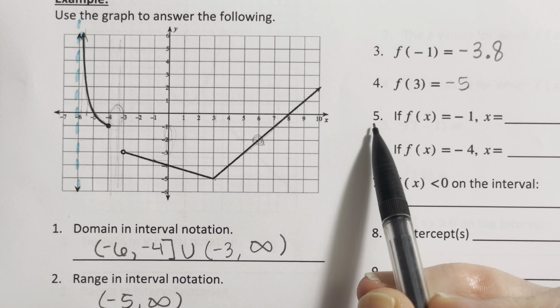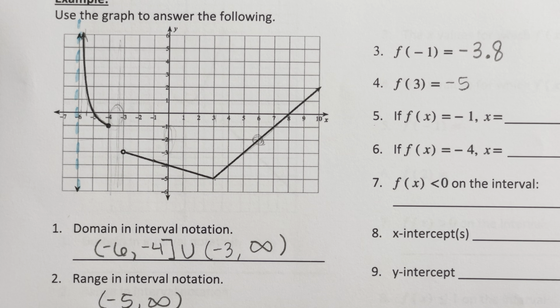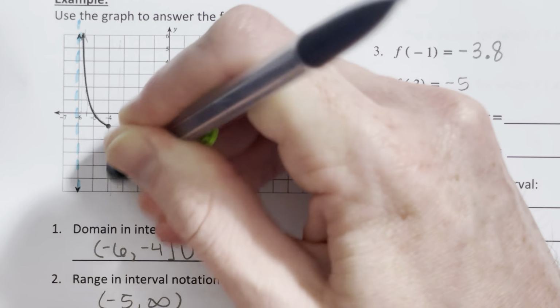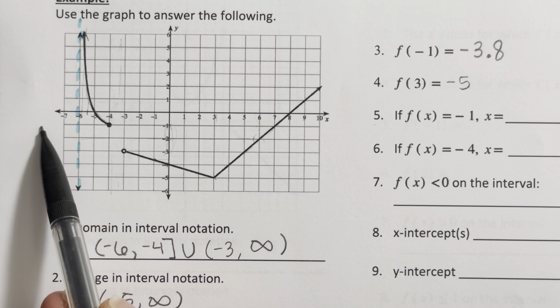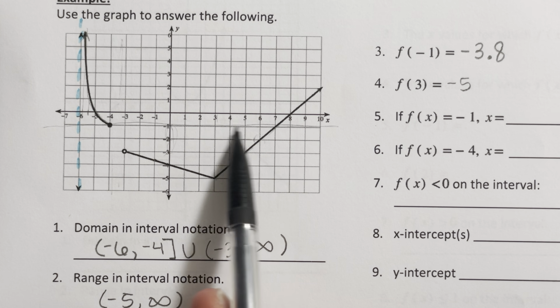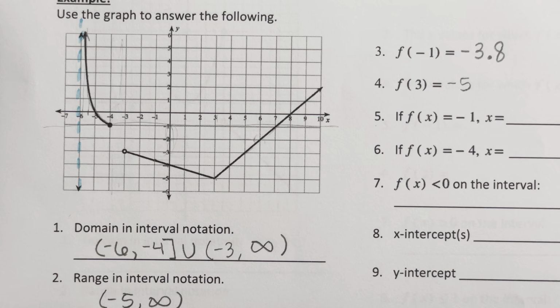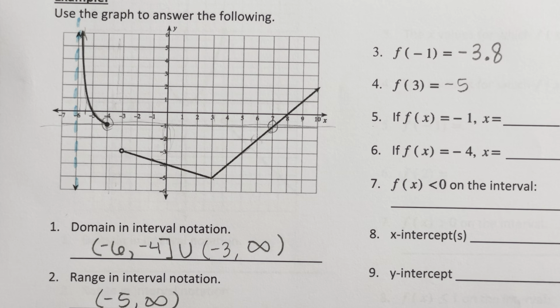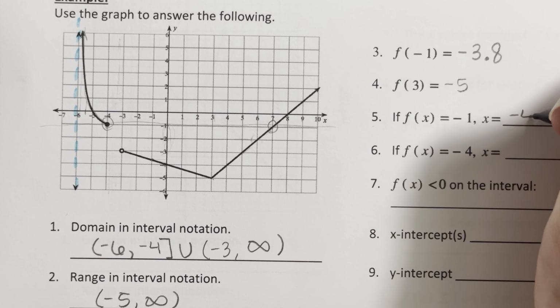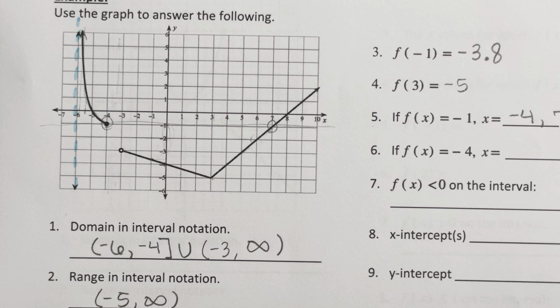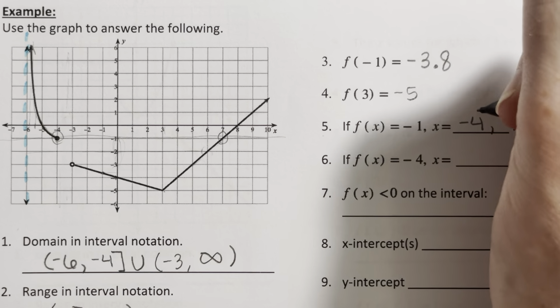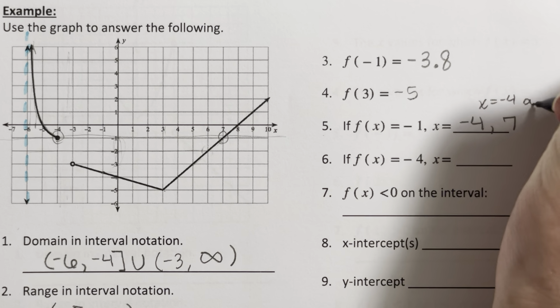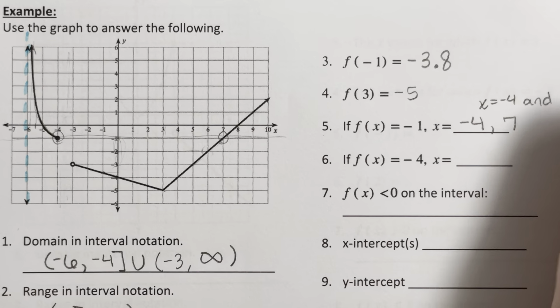All right, for question 5, if f of x is equal to -1, the question is asking when is the function equal to -1? If I look across the graph, this equals -1 more than once. It happens when x is -4 and when x is 7. So you're going to list both of them: -4, comma, 7. Or you could write that out as x equals -4 and x equals 7.